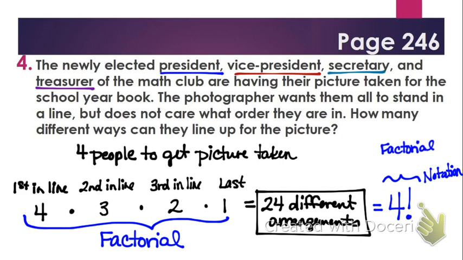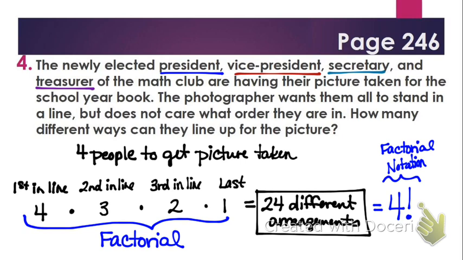Why do they stop at 1 and not go all the way to 0? Yeah, we can't have the 0th person in line. What would happen if we multiplied by 0? It would give us 0. It's saying that there's no way that this could happen. Well, there's definitely a way that this can happen.